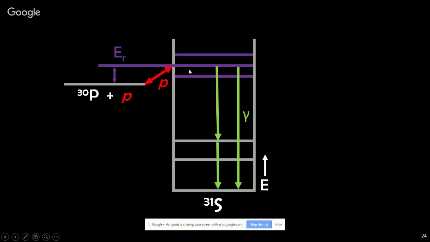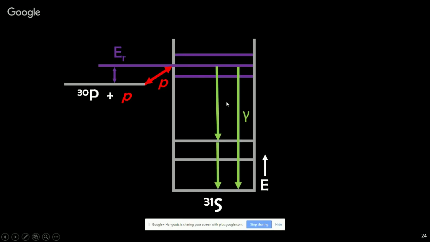Now, this state, in addition to decaying by emitting a gamma ray, can actually just give up that proton that it just accepted and go back to being phosphorus-30. So there are a number of different ways that this state can decay. And what scientists try to do when they study these problems is figure out all the parameters of this state. What is its energy? That's this E_R here. And remember, like I said, that's not known ahead of time. What's the energy of the state?